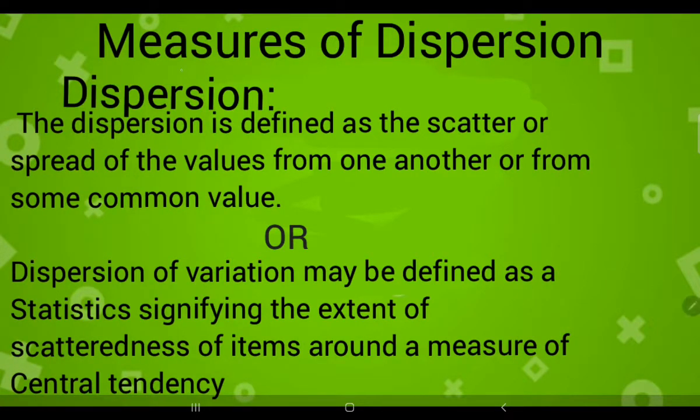The dispersion is defined as the scatter or spread of values from one another or from some common value. And dispersion or variation may be defined as a statistic signifying the extent of scatteredness of items around the measure of central tendency.